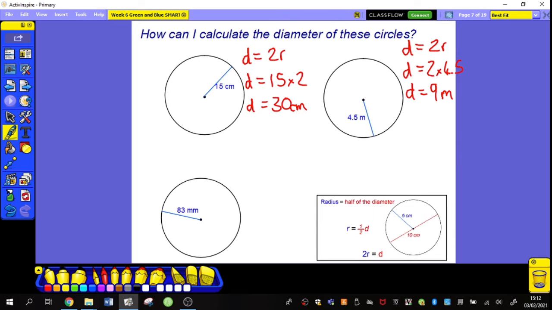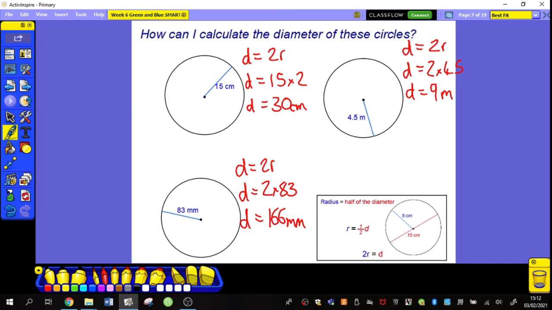Final one, down here. I'm going to write my formula out first. So diameter equals 2 times 83. So my diameter must equal 166, and this time I'm working in millimeters.